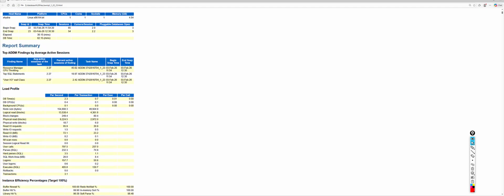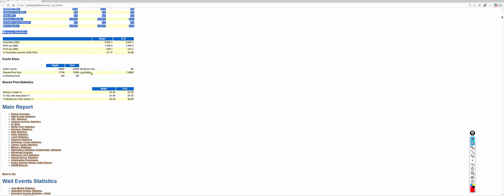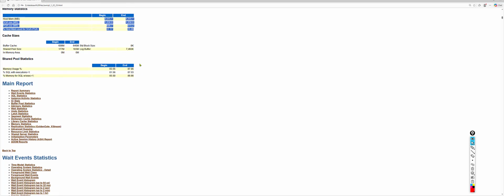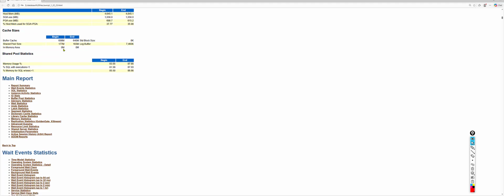So this is similar to the load profile. Okay, unless you are specifically troubleshooting at some deeper level, you don't need all this information. And memory statistics. So these are just informational. Okay, these are the capacity of the memory, SGA, PGA. So here if you see begin and end, during the beginning and end, the SGA used is the same. But if you see PGA, it has reduced. Okay, and cache sizes. So these are also informational.